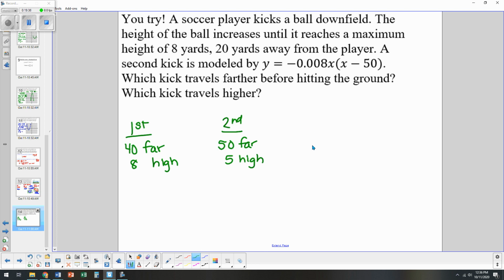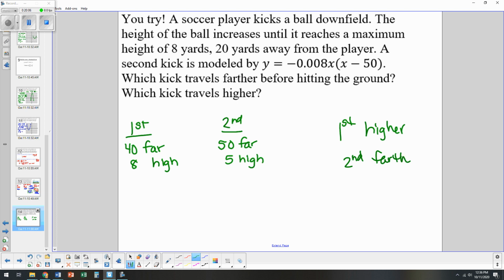All right, so for this one, the first one traveled 40 units far. We get that by doubling the 20 from the vertex, and it traveled 8 high. The second one went 50 far, because that went from 0 to 50, and 5 high if I were to find the vertex. So my first one traveled higher, but my second one traveled farther.